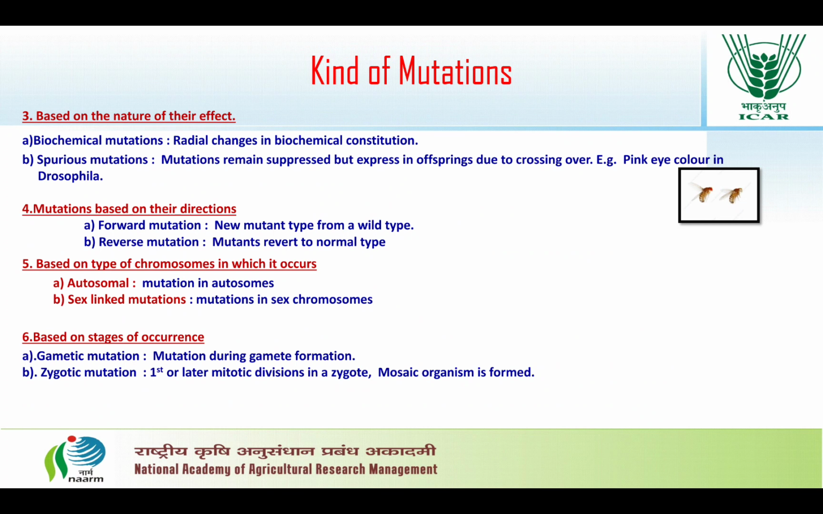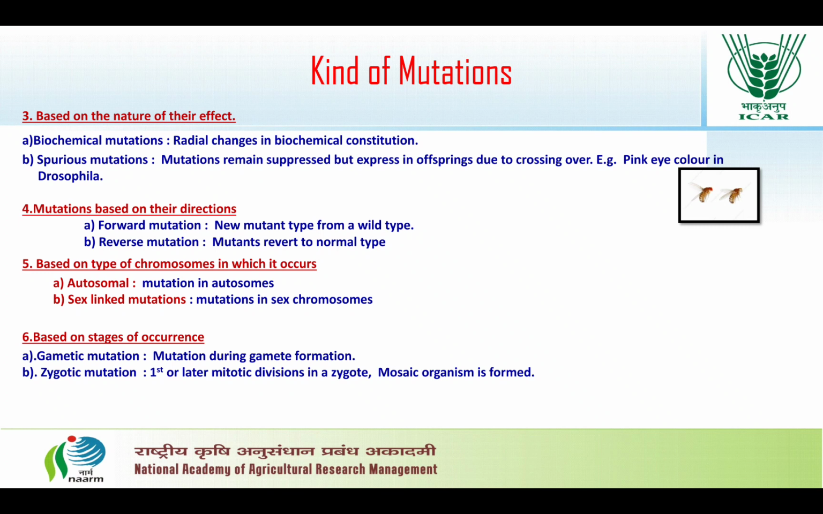Based on the nature of their effect, there are biochemical mutations and spurious mutations. Biochemical mutations are radical changes in biochemical constitution. The mutation will remain suppressed but be expressed in offspring due to crossing over during the cell division process, specifically as in pink eye color in Drosophila. Another kind is mutations based on their direction, that is forward mutation and reverse mutation. Forward mutation is a new mutant type arising from a wild type. Reverse mutation is when mutants revert to the normal type.